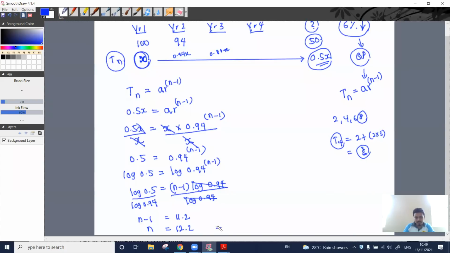12.2. Since we have asked for a particular year, an exact year, we can round it off and say that after 12 years, x will become 0.5x. The number of fish in this lake will reduce exactly to half after 12 years.